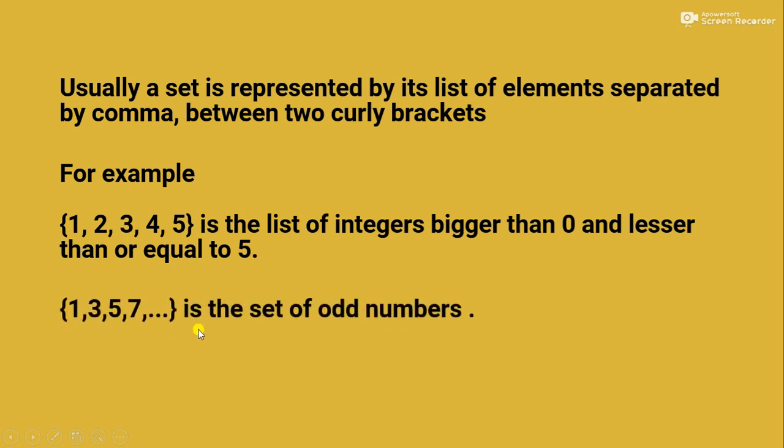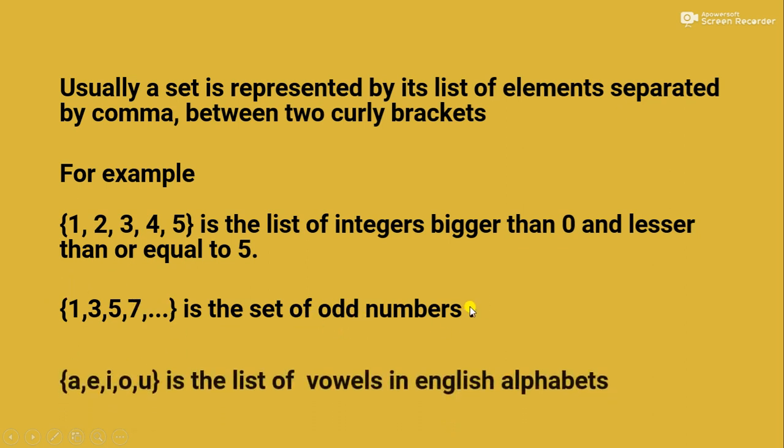Another example of a set is the set of odd numbers. We represent it using curly braces, and inside we write the elements of this set: 1, 3, 5, 7, 9, 11, up to infinity. So this is the set of odd numbers.